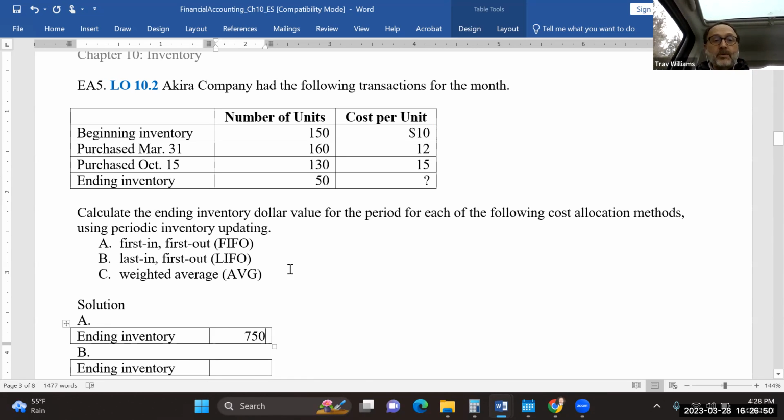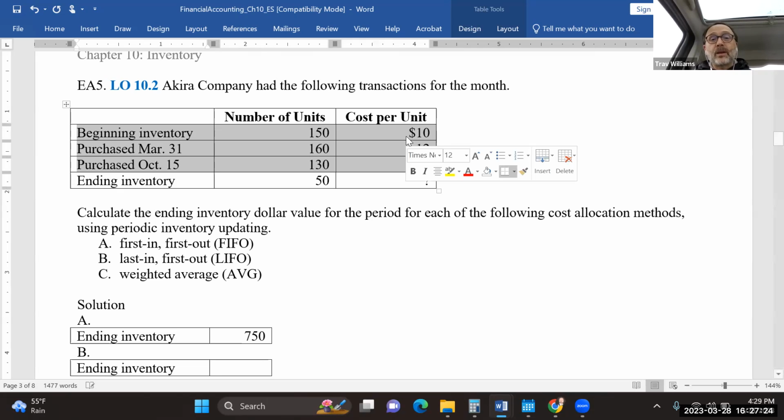For part B, we're using LIFO. So with LIFO, the first inventory we sold would come out of the last lot. So the last inventory that came in is the first that gets sold, at least from a cost perspective. So we would have sold out this lot first, then we would have moved on to the older lot, and then we would have moved on and sold out of the oldest lot.